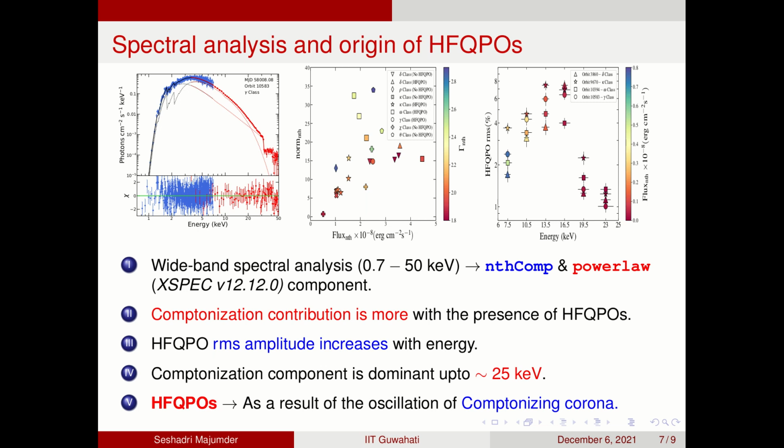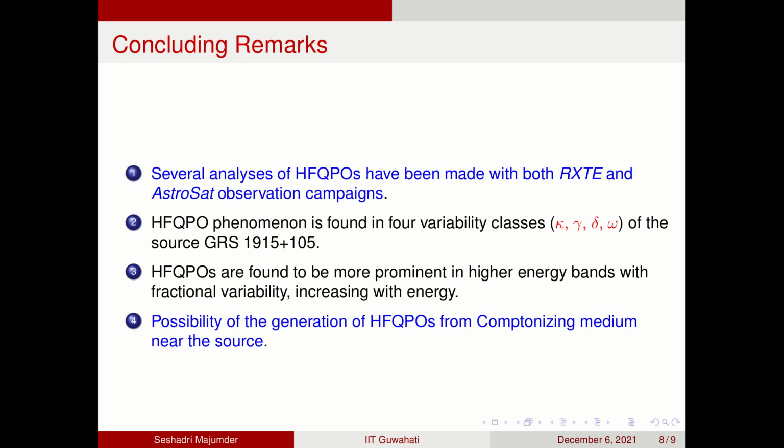So with these results, we conjecture that the high frequency QPO that we observe in the GRS 1915+105 source could be a result of the oscillation of the comptonizing corona near the source. So now I will conclude the results.